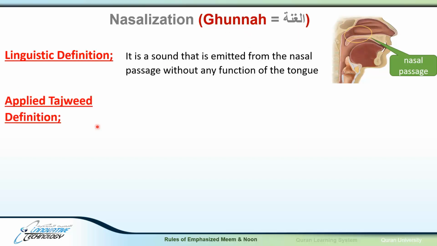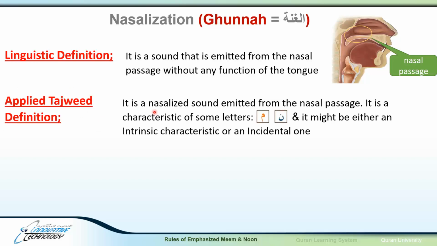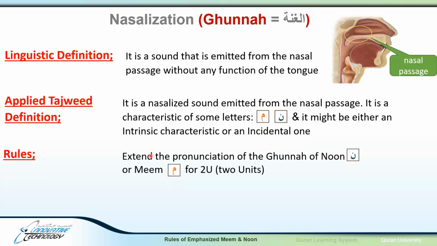With that, we can build our Applied Tajweed definition of ghunnah, where we can define ghunnah as a nasalized sound emitted from the nasal passages, and such sound is a characteristic of some letters, namely the noon and meem, where it might be either an intrinsic characteristic or an incidental one of those letters. So, how is ghunnah related to the emphasized meem and noon?